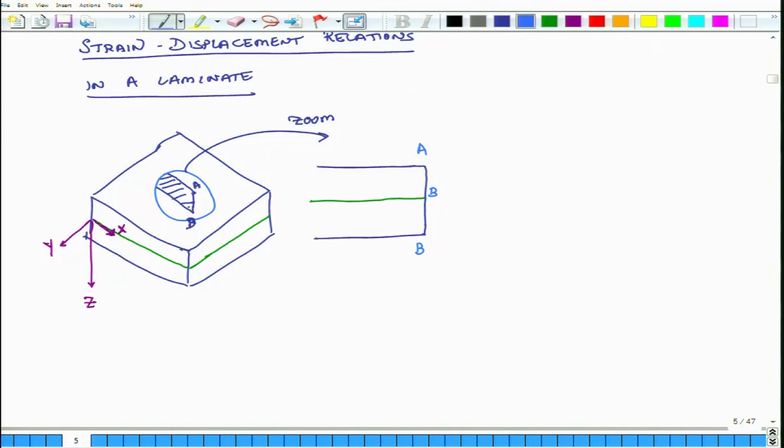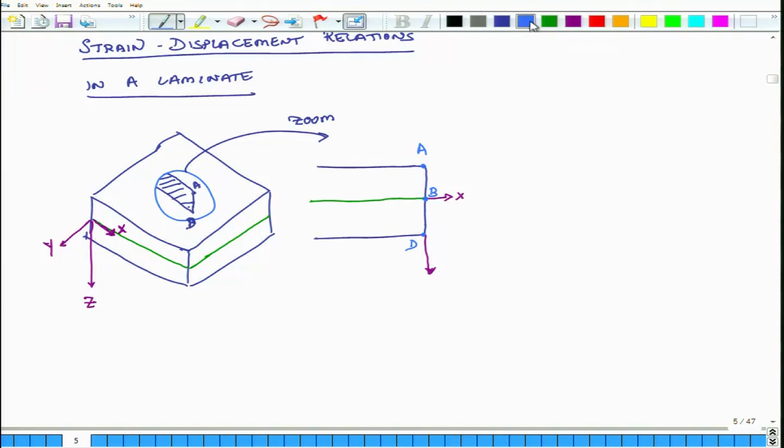So, this is my x axis, and excuse me, this is point D. So the lower point is point D, this is point A, this is point B, and the axis going normal to the plane of this board, that is my y axis.